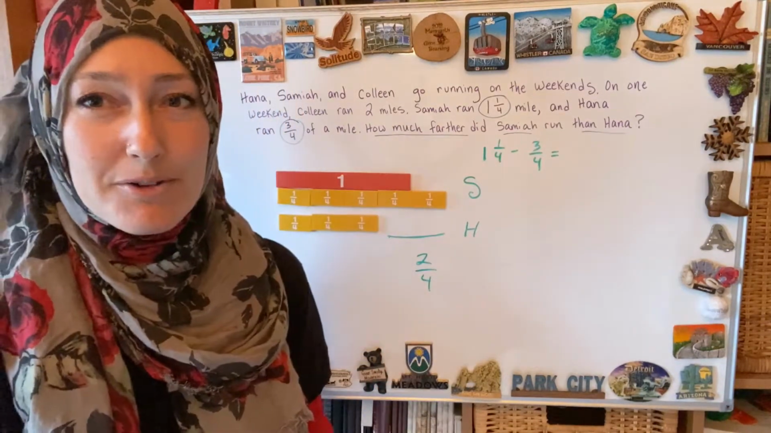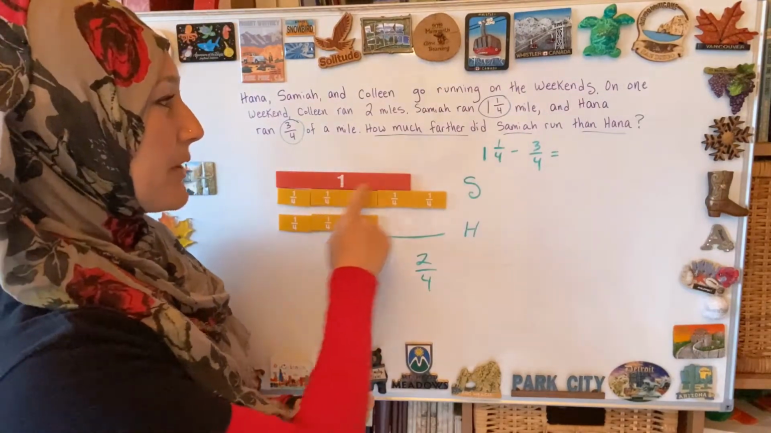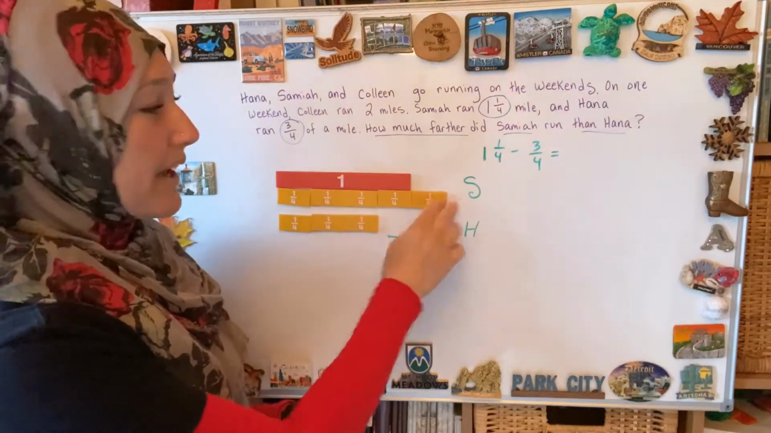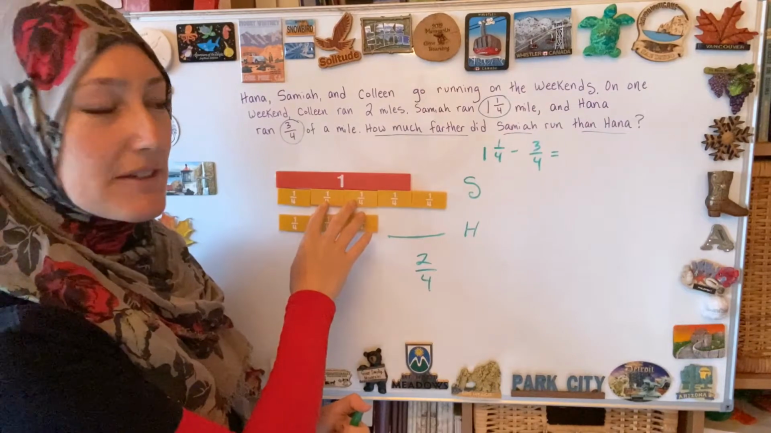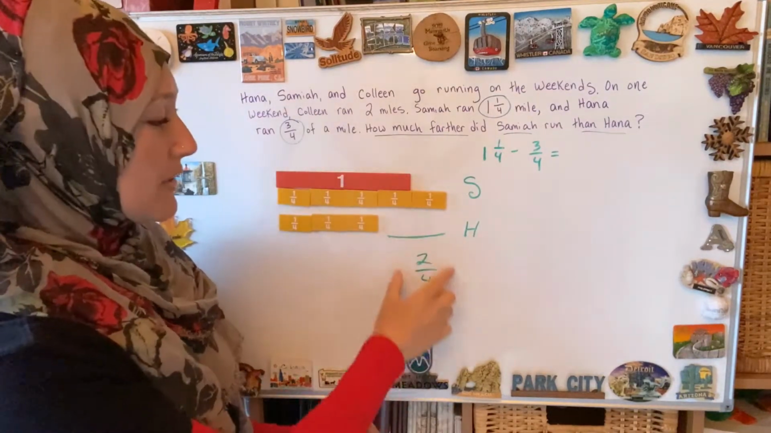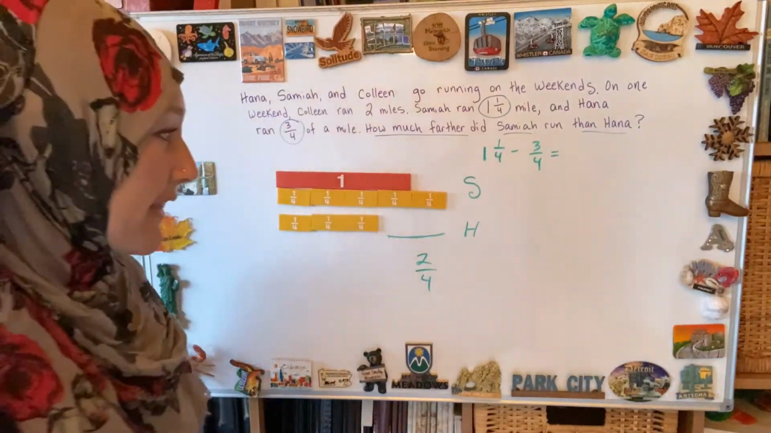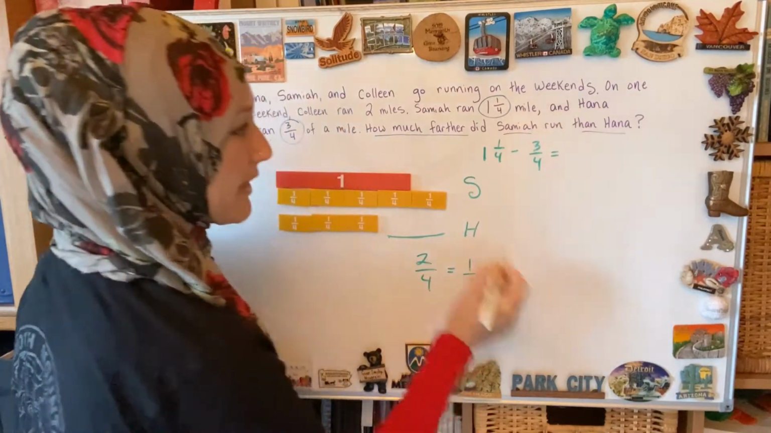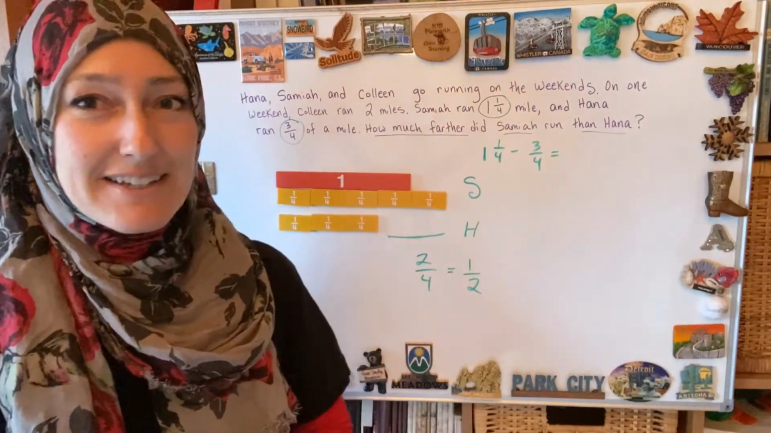So on the model, which is a lot of extra steps, but it helps you see that when you need to subtract the fractions and you don't have enough, you're going to rename that whole into its parts. Then you are able to compare it and see, okay, what's the difference? So 2/4 is the answer, but I'm not done yet because I need to simplify that. 2/4 is the same as 1/2. So the answer would be that Samia ran 1/2 mile farther than Hannah.